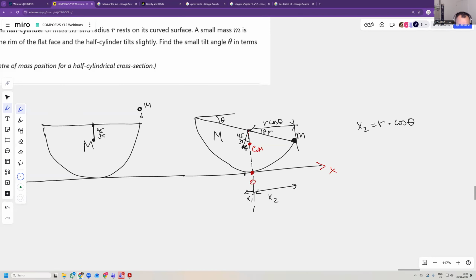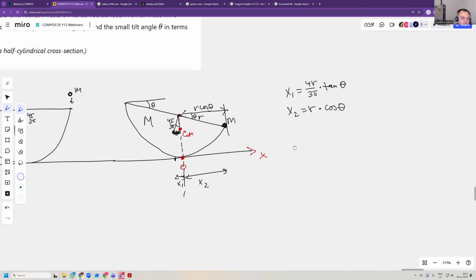Now this one, well, we can draw a right angle triangle like this. So this distance is going to be x1. x1 is 4r over 3 pi multiplied by tan theta. And then m1 is just m, and m2 is small m. Ta-da! That's it. That's all we need. Once you figured out the two objects, so you have two objects, the big mass and the small mass, you find the position of the big mass, you find the position of the small mass, and that's it.